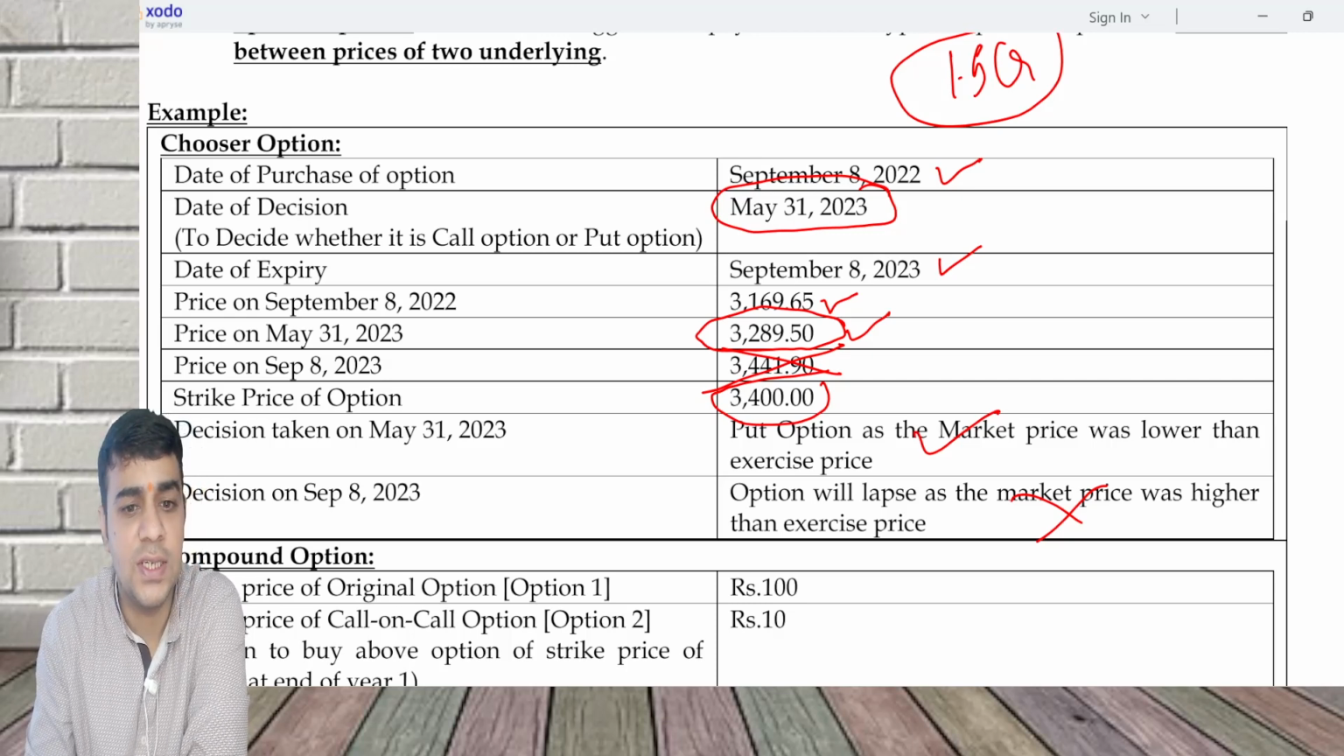Any doubts on this? Somebody will say May 31, somebody will say no, I don't want May 31, can you give me April 30 date? Somebody may say, can you give me a June 30 date? So it depends on the terms of the agreement.